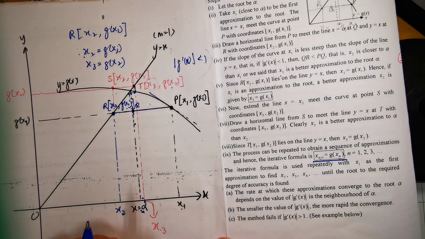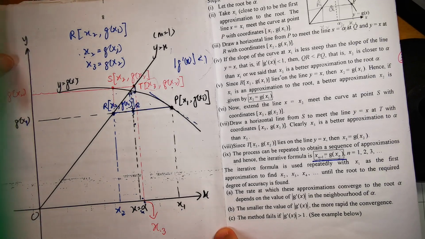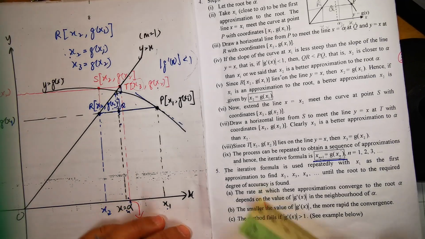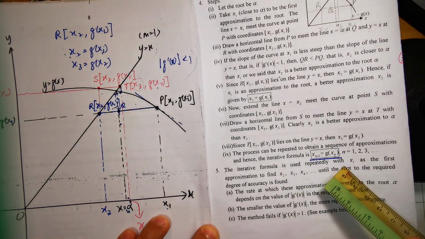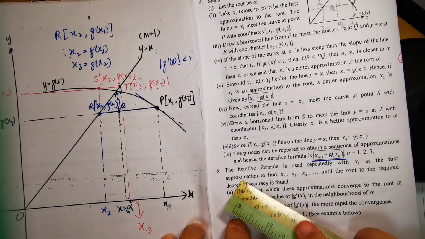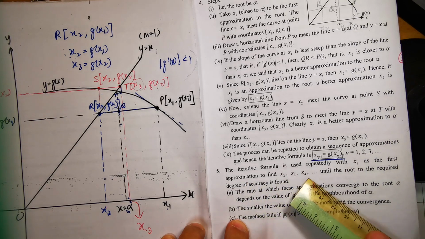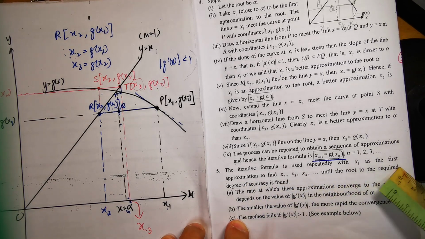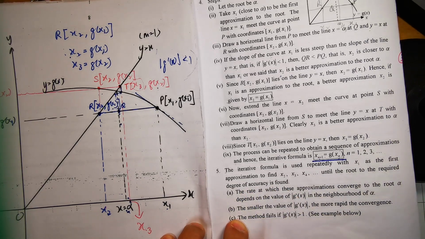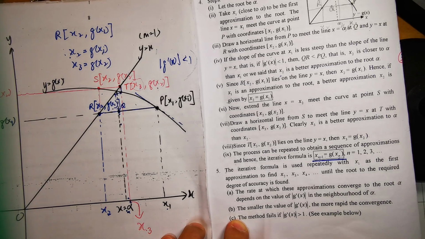All right. Okay. Then you see that the iterative formula is used repeatedly with x1 as the first approximation to find x2, x3, x4, and so on, until the root to the required degree of accuracy is found. It depends what the question gives, what the instruction of the question is, how you want to stop. Later when we see questions, we will discuss this. All right.